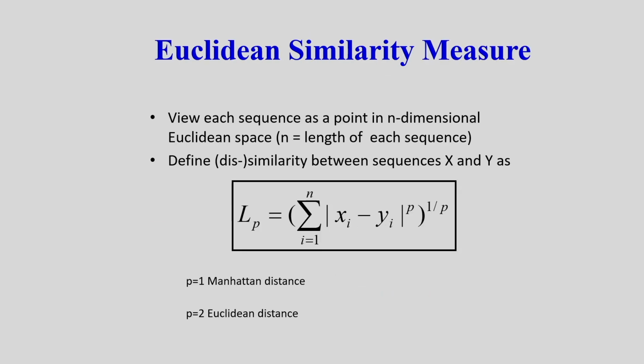In the next slide you can see I am considering the distance between two points, or maybe two sequences, X and Y, and I am finding the distance between these two. Lp is the distance, and suppose p is equal to 1, then it corresponds to Manhattan distance. If p is equal to 2, that corresponds to Euclidean distance. This distance measure I can consider to find the similarity between the time series P and the time series Q.